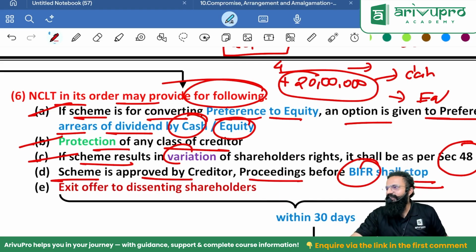Nanda will tell. What are the scenarios where I can pay excess remuneration than given in section 2, but without having to pass a special resolution?